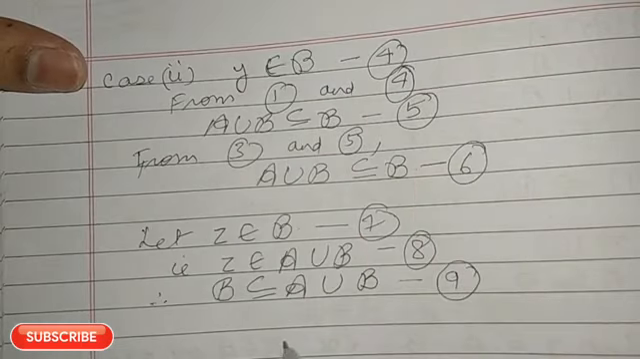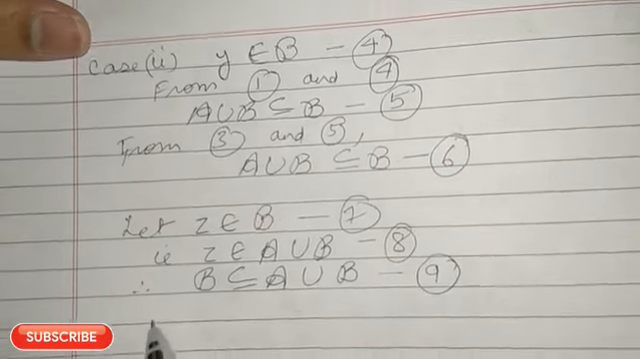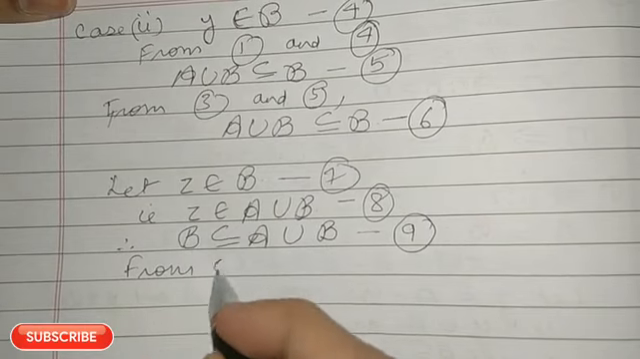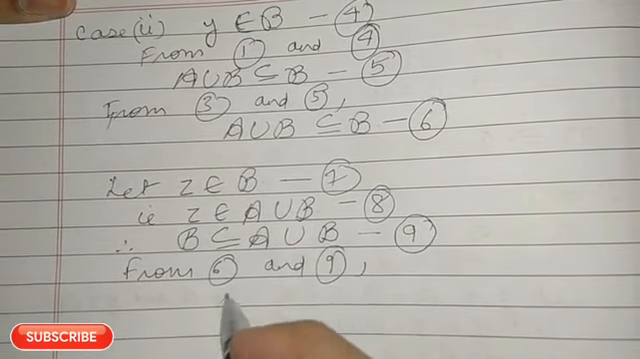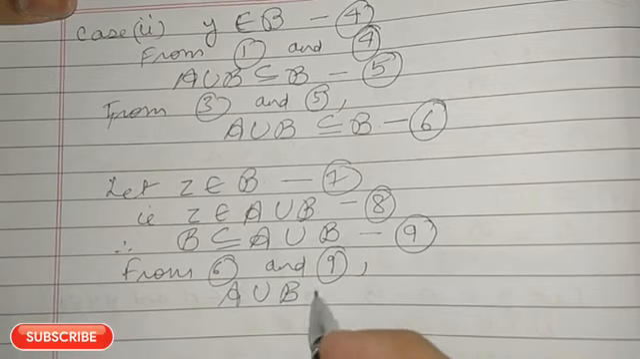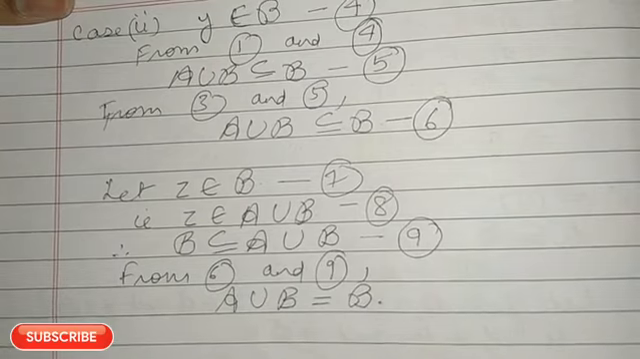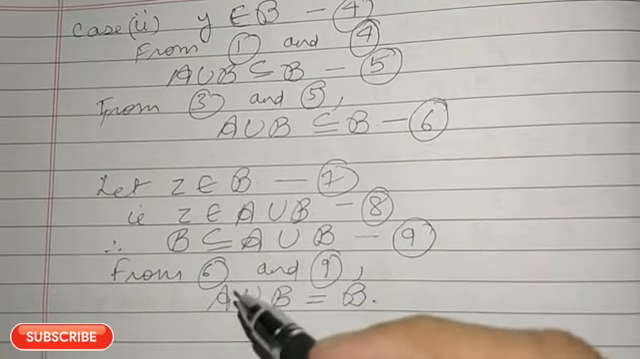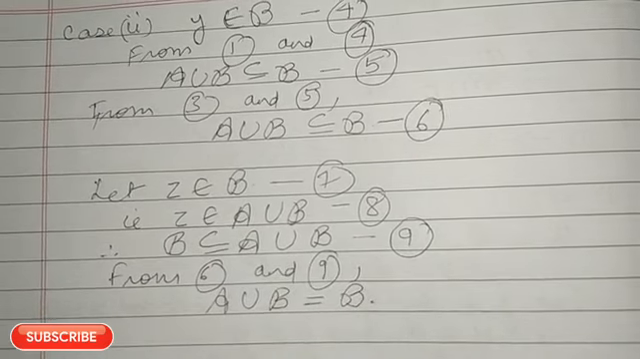Okay, now what do you see from 6 and 9? What do you conclude from 6 and 9? So from 6 and 9 we get A union B is equal to B. Okay, so this was the implication. 2 implies 3. Okay, if we assume 2, we are getting 3, right?